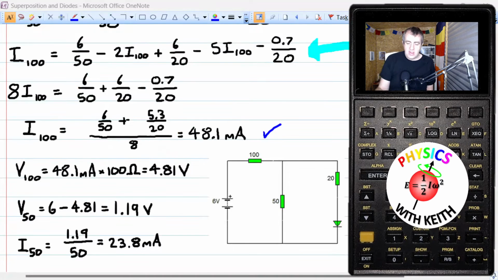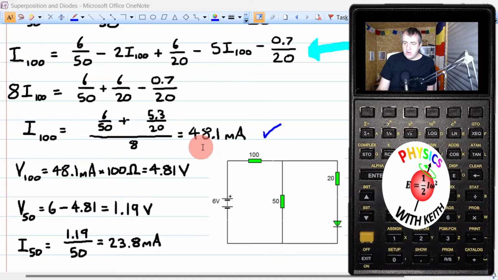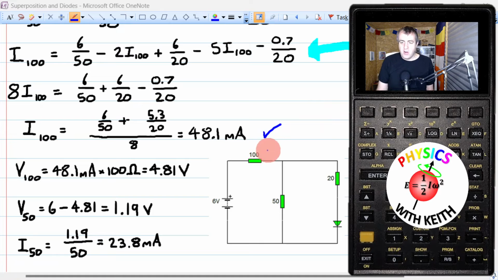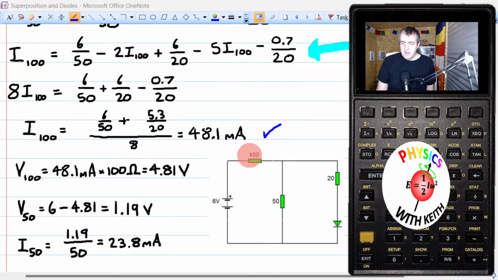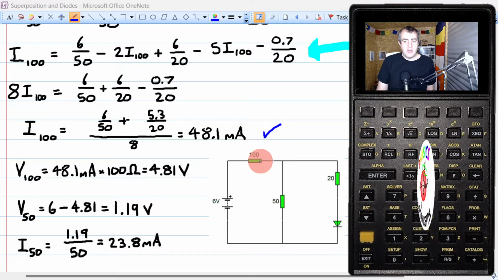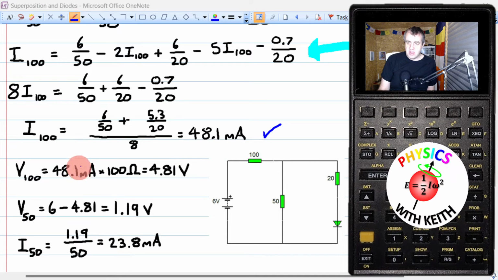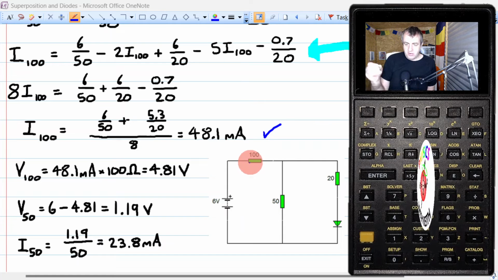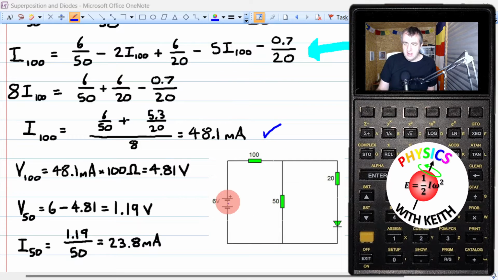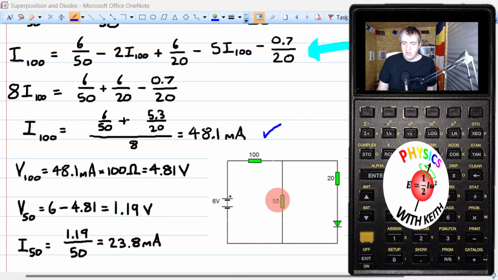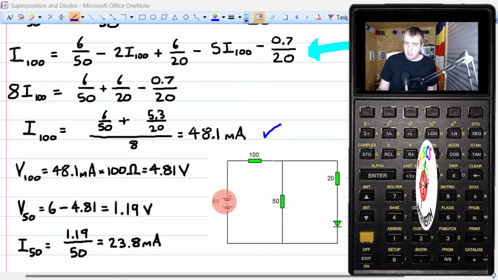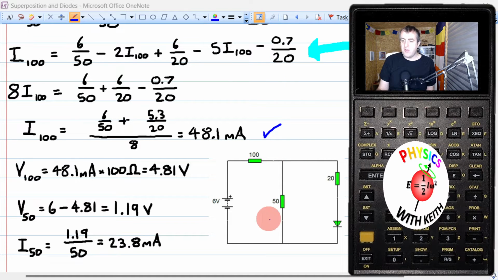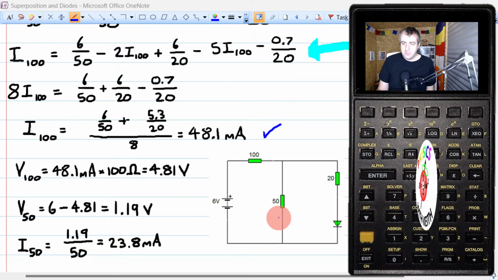So let's just turn that off for a second. Now we've got I100. It's pretty straightforward. We're just going to use V equals IR over and over and over again. So the potential difference across the 100 ohm resistor is just going to be the current multiplied by its resistance, which is 4.81 volts. Once you've got that, we can use Kirchhoff's second law to calculate what the potential difference is across the 50 ohm resistor. We picked up 6 volts, we subtract 4.81 volts, and what we're left with is 1.19 volts.